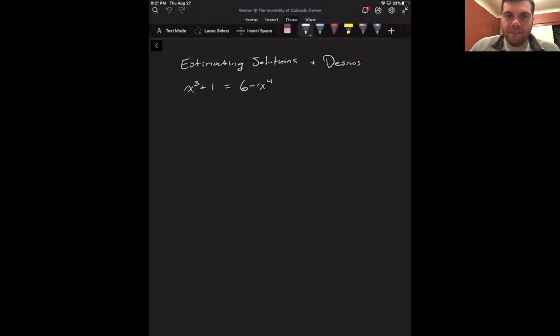So if we have the equation x cubed plus 1 equals 6 minus x to the fourth, we might be curious what x is a solution. Well, then that means we can add x to the fourth and subtract 6 on the other side. So we're looking for a solution x to the fourth plus x cubed minus 5 equals 0.